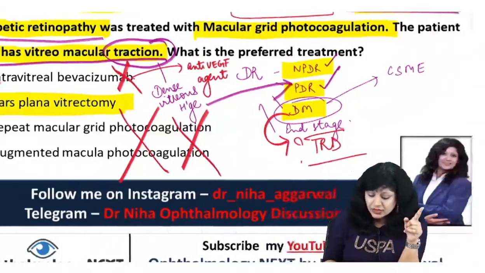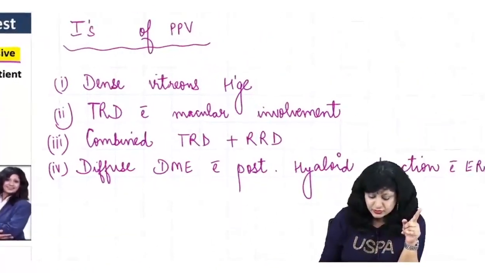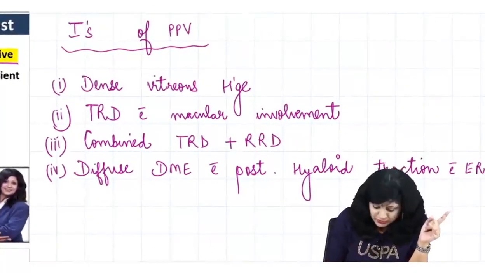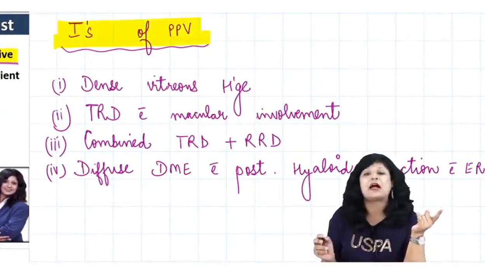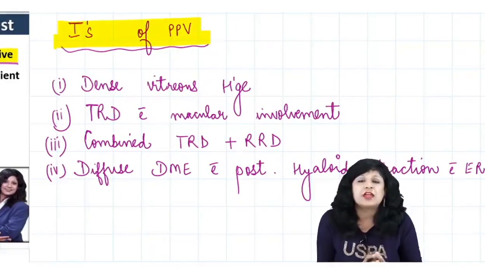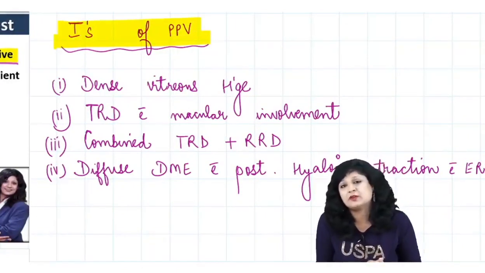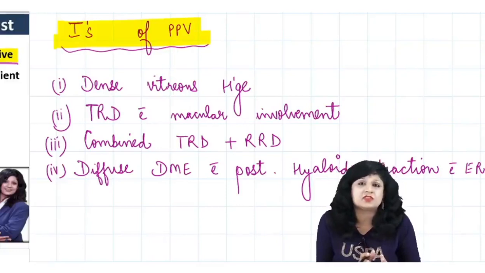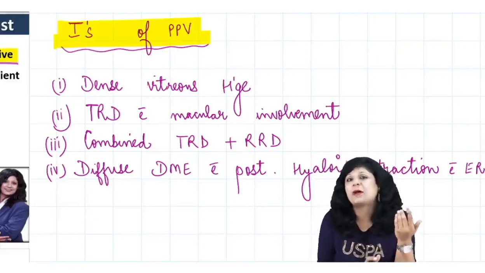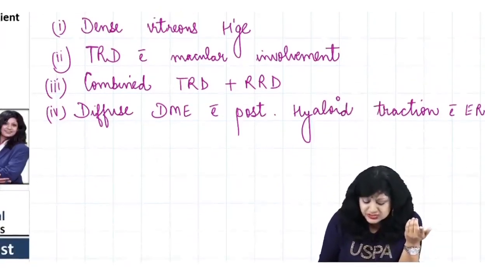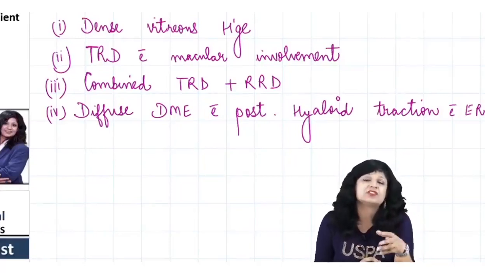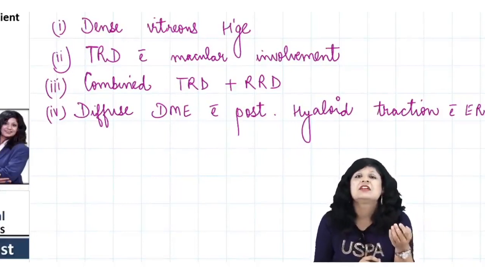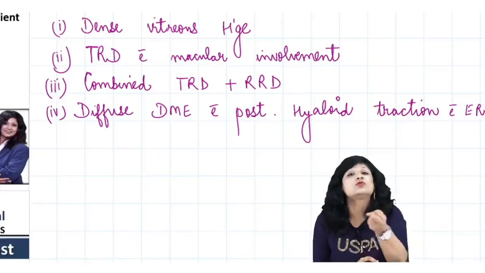Okay, now the direct one. This is the extra information that you can add if you like. What are the indications of pars plana vitrectomy? If you have a patient of diabetic retinopathy who is showing complications, what are the indications of this pars plana vitrectomy? The first is if there is a very dense vitreous hemorrhage. If there is less vitreous hemorrhage, a fresh vitreous hemorrhage, then we can do photocoagulation, and we can give anti-VEGF agents to stop the bleeding.